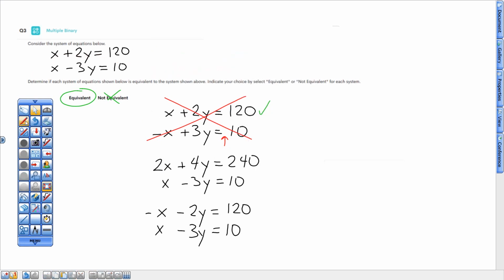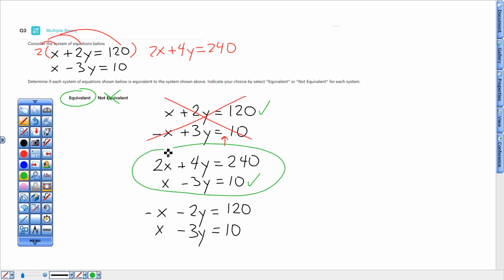All right, next one, looking at it. This one is good. But this top one here, it looks like I'm timesing that by 2. So let's see, if I times that by 2, what would happen? That would give me 2x plus 4y equals 250.40. So I could see that all looks good. Equivalent. All right, this next one here.